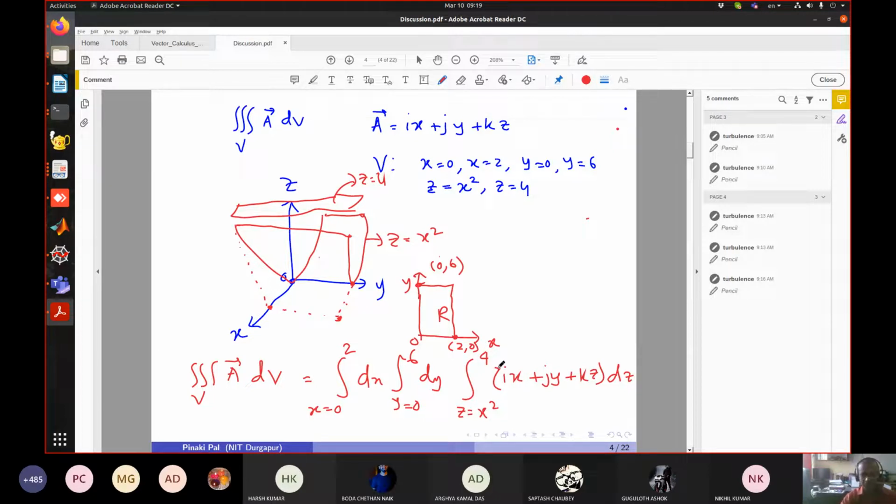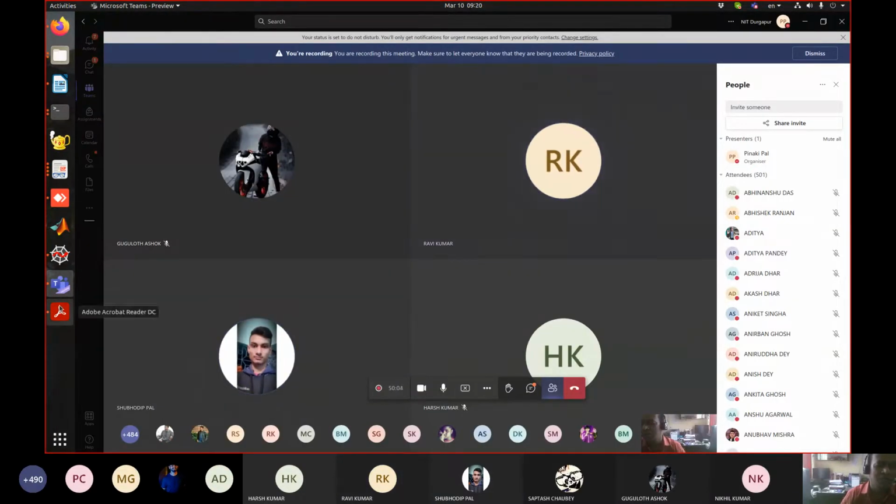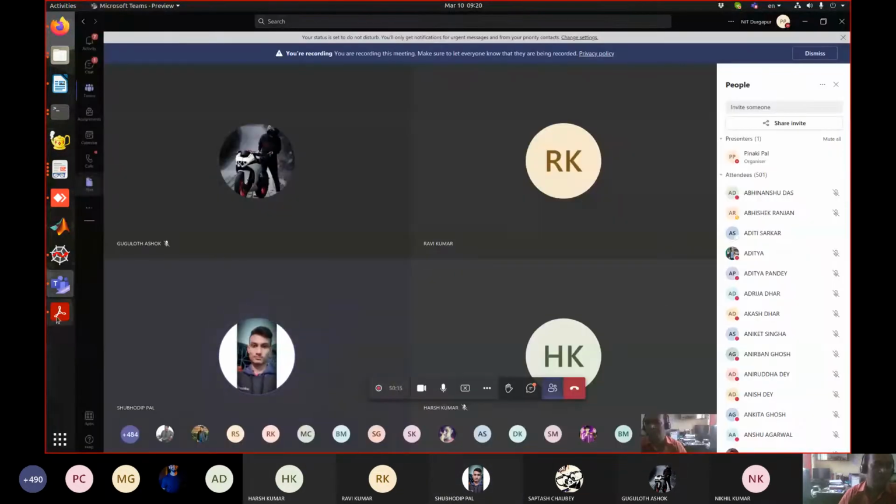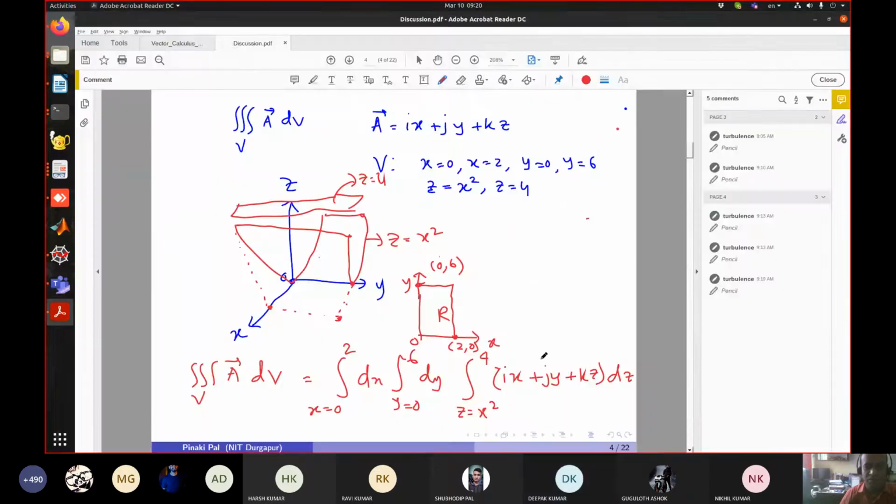96, sir. No, you will get a vector. The total answer will not be a scalar. No, this is not dot product and this is not divergence. It is just vector integration. You have to integrate it. The answer will be in the form of I cap, J cap, and K cap. Yes, it will be a vector actually.